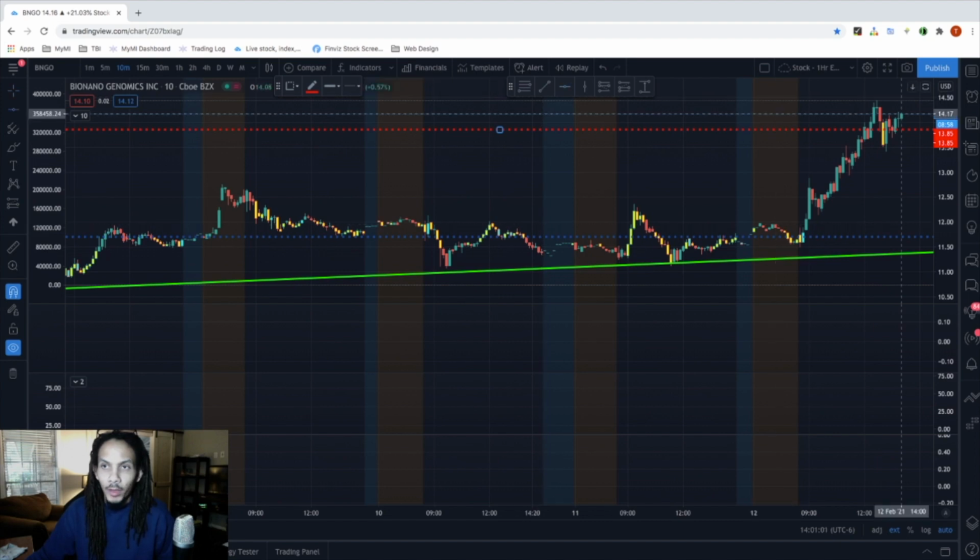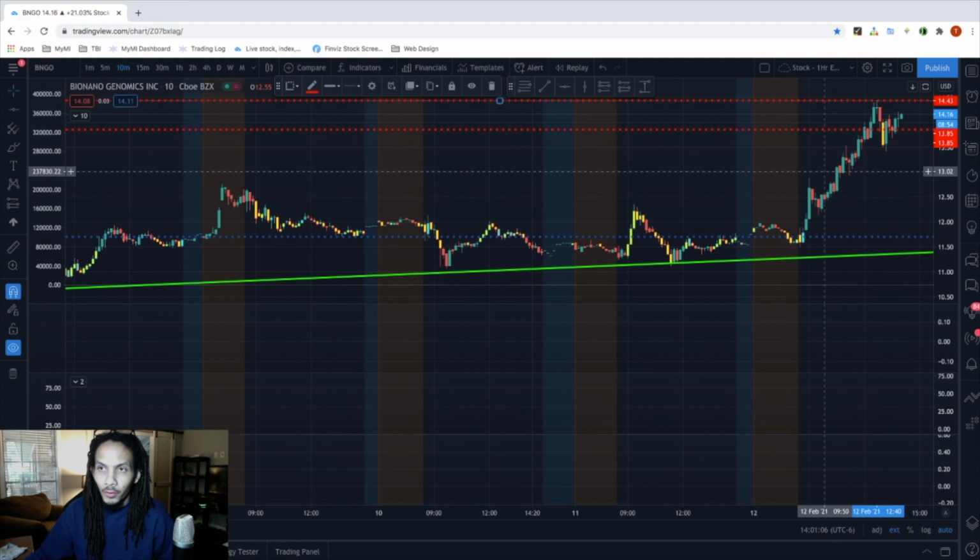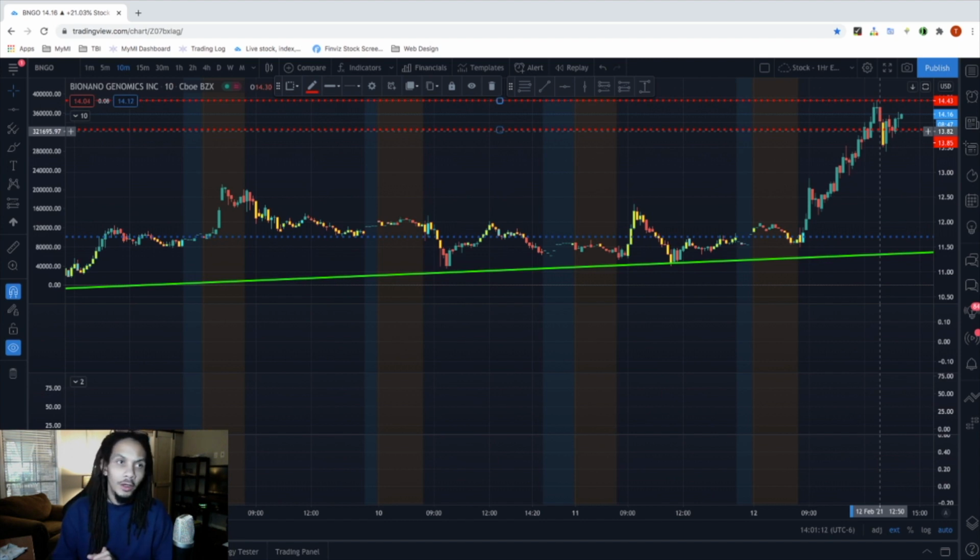One thing that I would wait to confirm before doing that is making sure that we find strong buying volume going into the 14.43 levels, which is where it found resistance in today's trading session. Just be safe going into this trade.